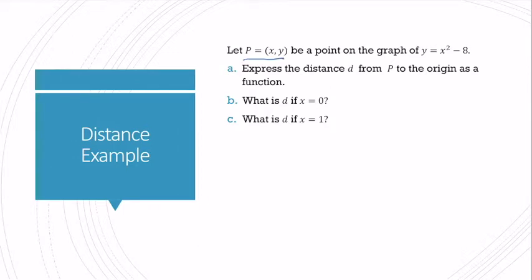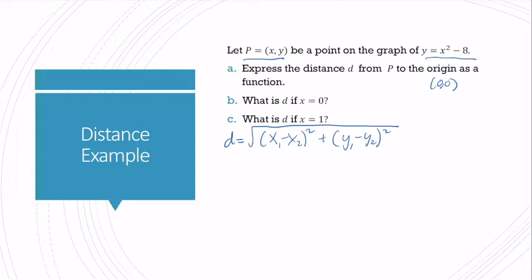So let P equals (x, y) be a point on the graph of y equals x squared minus 8. What if I want to express the distance from P to the origin as a function? Friendly reminder that our distance formula is the square root of (x1 minus x2) squared plus (y1 minus y2) squared. And the origin is (0, 0). So I want to know the distance from this point on my graph to the origin.